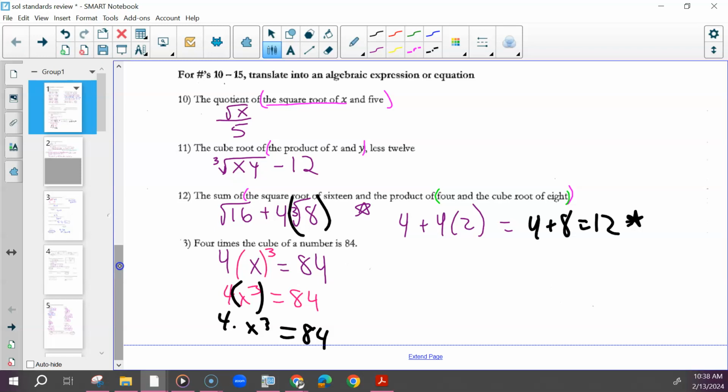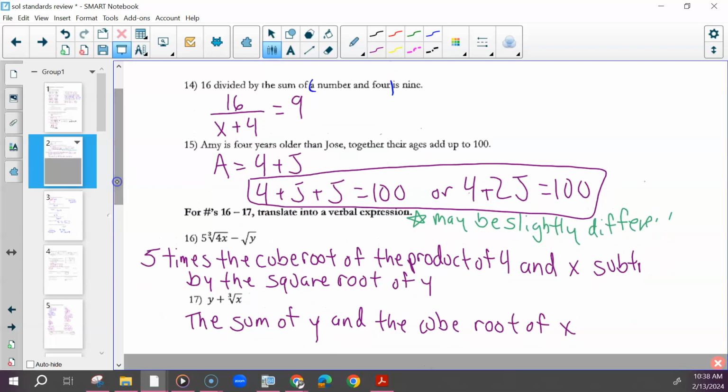Okay, on to the next page. And then for 14, 16 divided by the sum of a number and 4 is 9. 15, it was like a 2-part. Amy is 4 years older than Jose, so if we knew Jose's age and added 4 to it, we get Amy's age. Together, their ages add up to be 100, so if you take Amy's age equation and add Jose's to it, you get 100. So a little bit of systems in there.